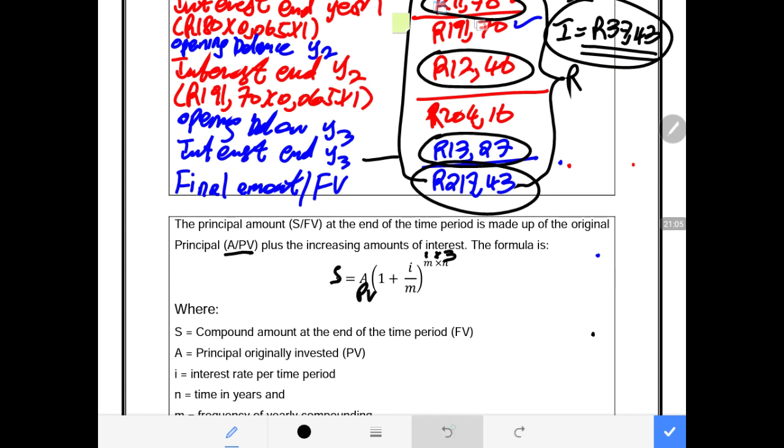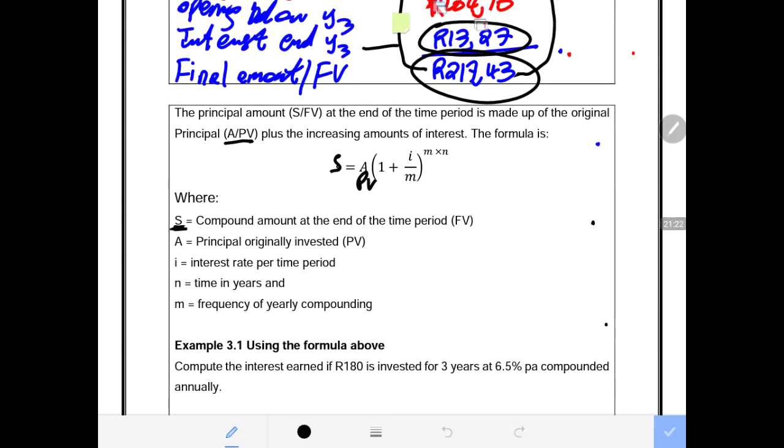Now we can split the formula in detail, where S means the compound amount at the end of the time period, which we indicate as the future value when you use the functions of the calculator. A is the principal amount or the original amount invested, and we know that is the present value. I indicates the interest rate per period, which we know is 6.5%, which in decimal is 0.065. And n is the time in years, and we know that our n is equal to 3 years.